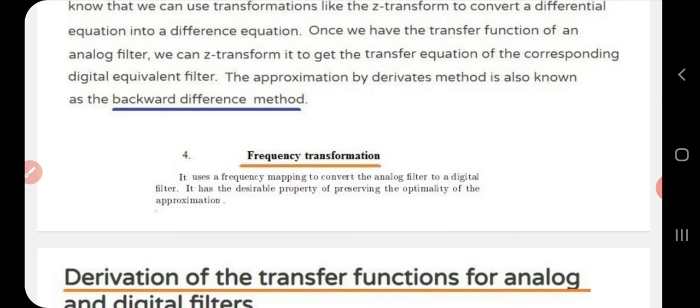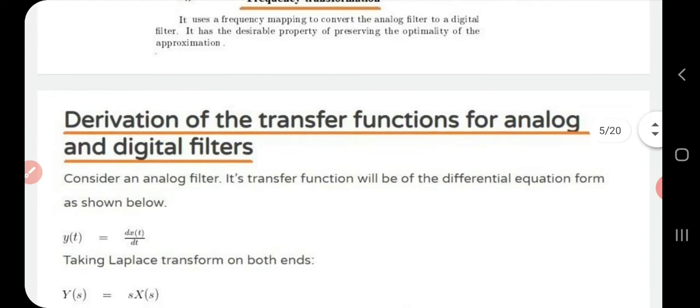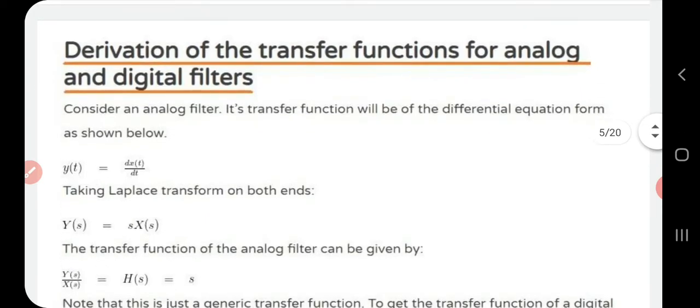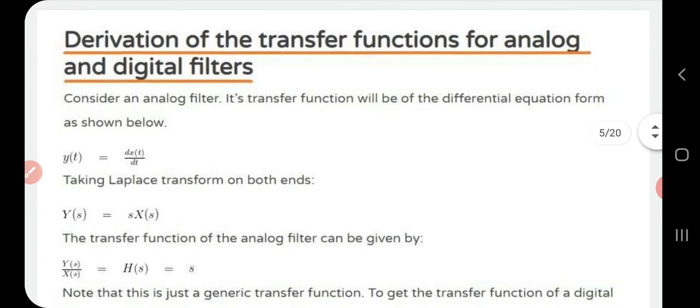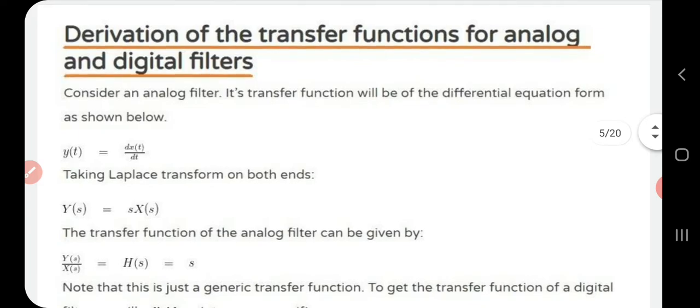Now let us see the derivation of transfer functions for analog and digital filter. Consider analog filter. Its transfer function will be a differential equation of the form y of t is equal to d by dt of x of t. Now, as studied in first semester, we are taking the Laplace transform. So, Laplace transform of y of t is Y of s, that is equal to s X of s.